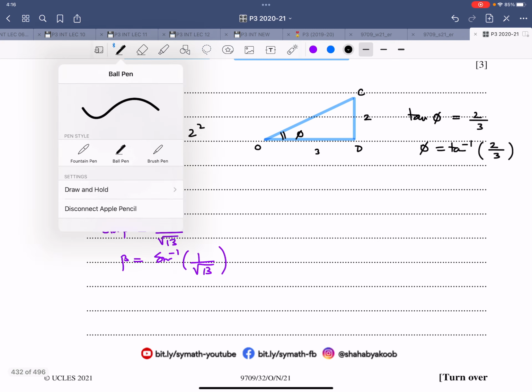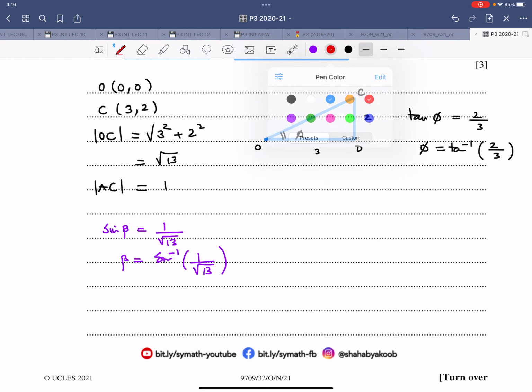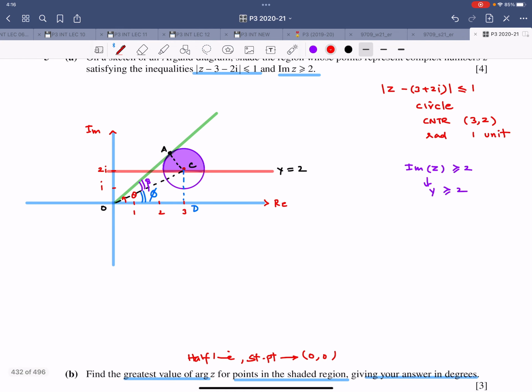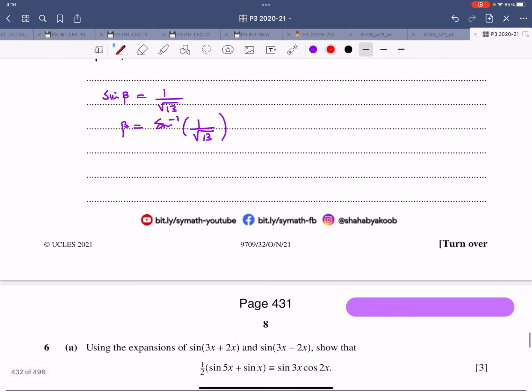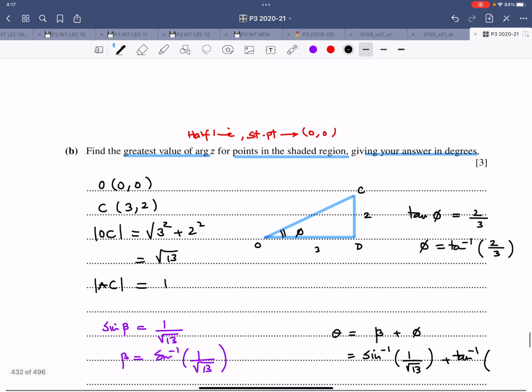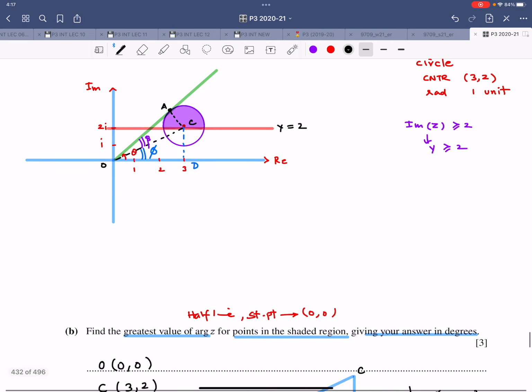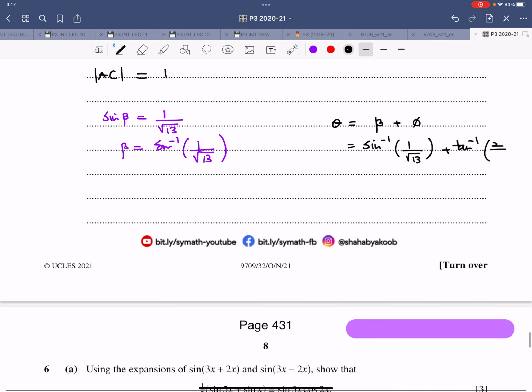When you look at the diagram, this theta is the whole thing. So this theta is basically phi plus beta, or beta plus phi. So this is sine inverse of 1 over root 13 plus tangent inverse of vertical is 2 and horizontal is 3, so this is 2 over 3, and then you get this answer. And now you can use a calculator, and that's your answer.